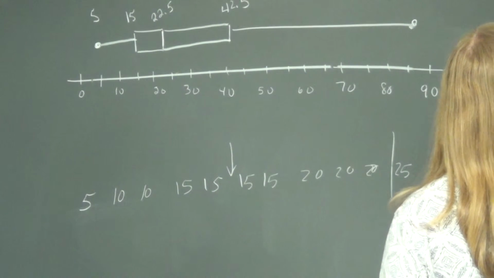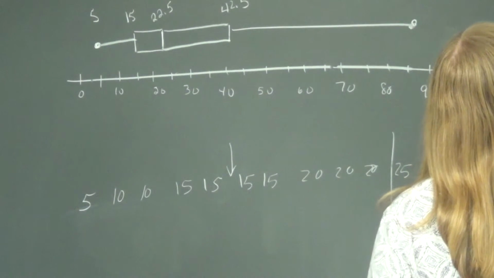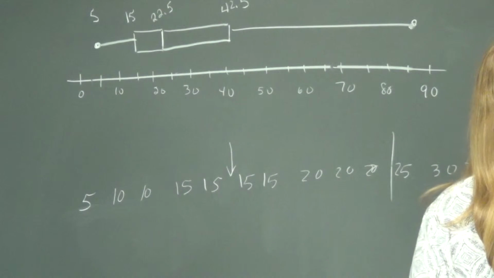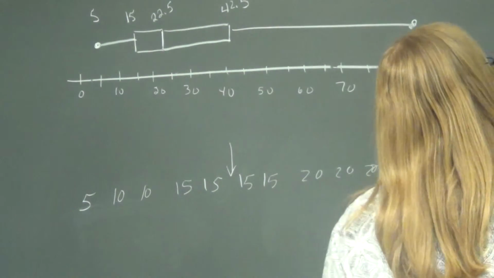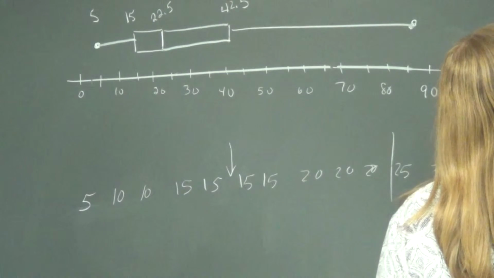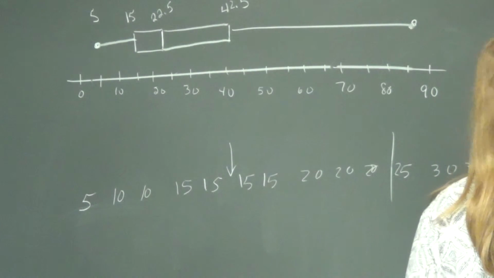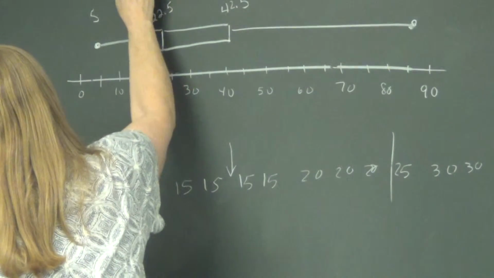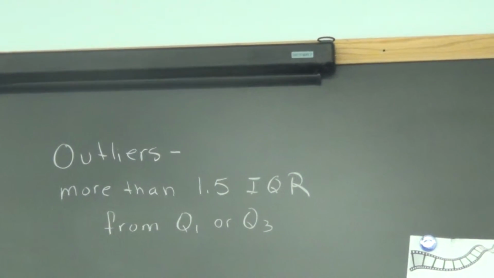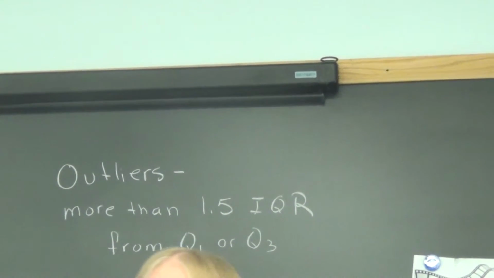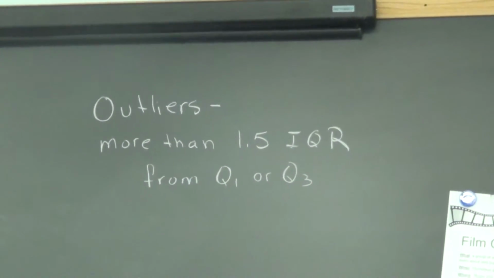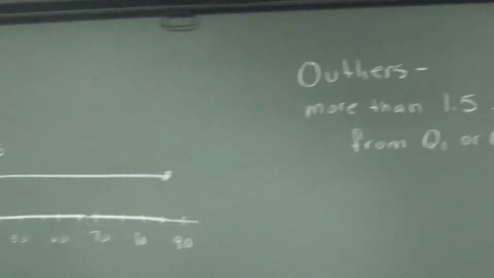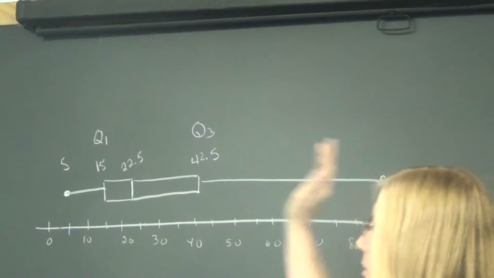Outliers are more than 1.5 interquartile ranges from Q1 or Q3. So I'll show you what that means. Here's quartile 1, here's quartile 3. Visually is almost easier to see, then we'll do it mathematically. Do you have that down? Outliers are more than 1.5 interquartile ranges from Q1 or from Q3. So you can have an outlier on this side or that side.